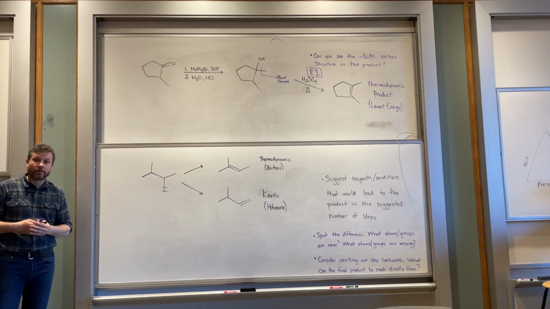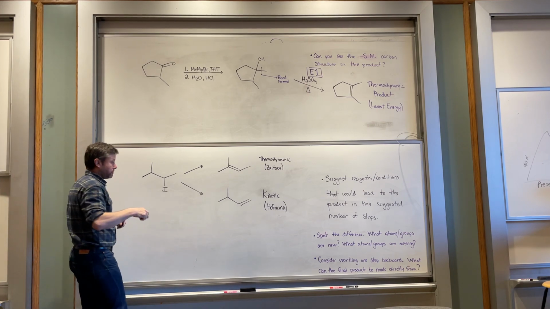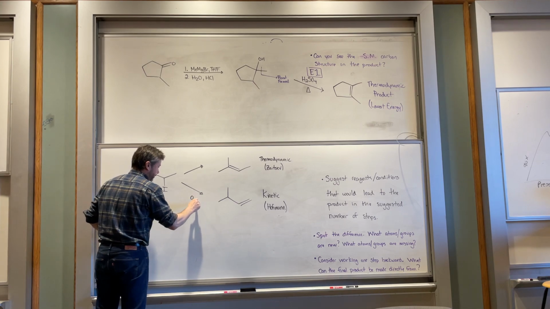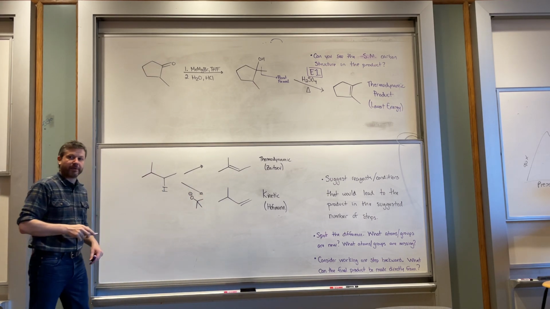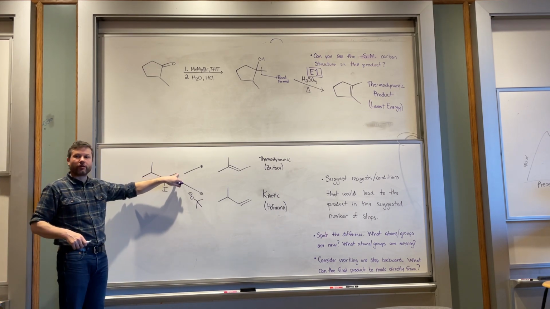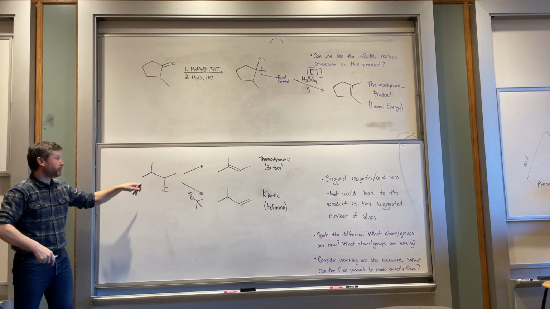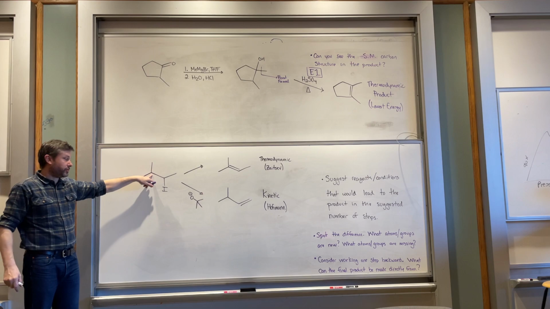Yeah. What we did, we used a bulky base that wouldn't interact. Right. So in order to form the less substituted alkene, we increase the size of the base, right? And that's going to preferentially pull the more available protons, right? The protons that are farther on the outside of the molecule, right? The ones that are easier to get to, right?